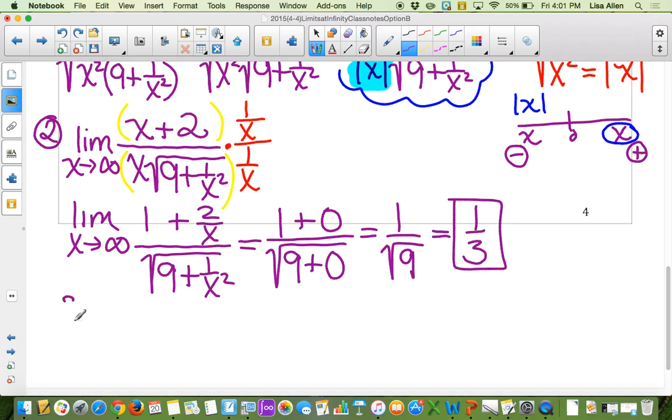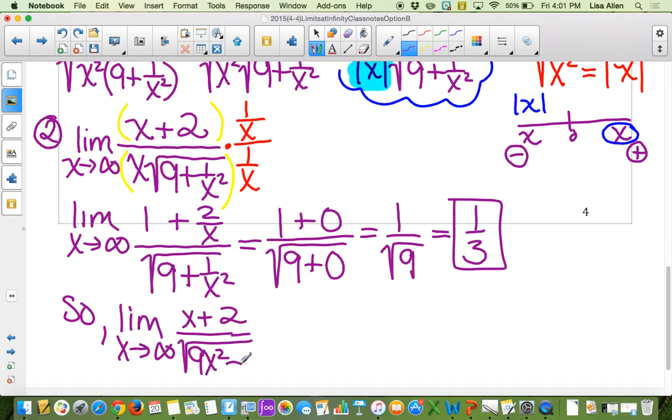Therefore, the limit as x approaches infinity of our original function, x plus 2 over the square root of 9x squared plus 1, is equal to 1/3. Okay.